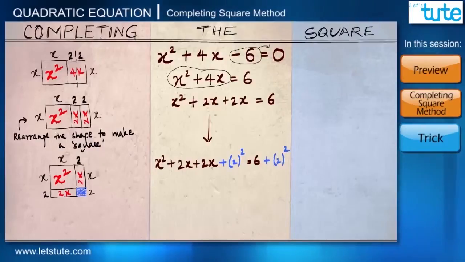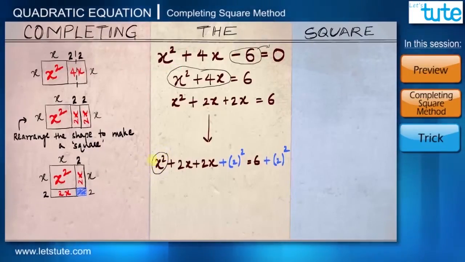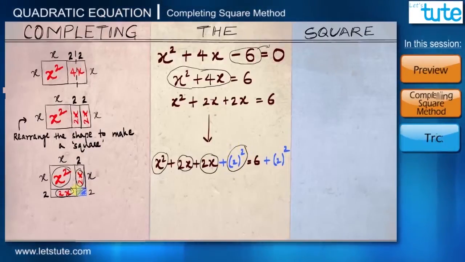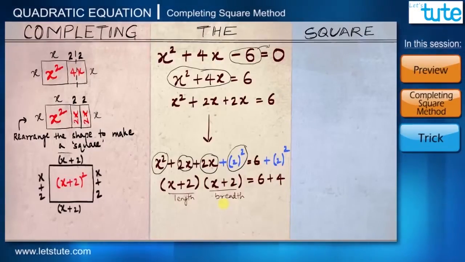So in my equation I will have to combine the areas of all of these shapes. So x square, which was the area of the square we took initially, and 2x and 2x are the two smaller rectangles, and 2 the whole square, which is the area of that smaller square. And this will give us the area of a large square whose length is x plus 2 and even the breadth is x plus 2. So the area will become length into breadth, which is x plus 2 multiplied by x plus 2, which will be x plus 2 the whole square. And on our right hand side it will be 6 plus 4, which will be equal to 10.